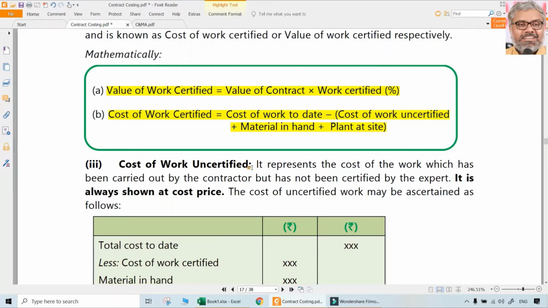So when the debit side consists of all the costs, from that, what we have to reduce is the cost of the work uncertified, materials in hand and plant at site. Then what we get is the cost of work certified. Then naturally, what is the difference between the value of work certified and cost of work certified?